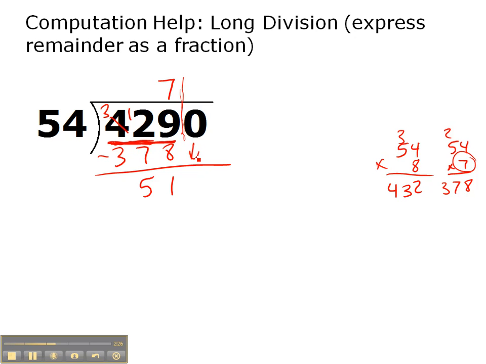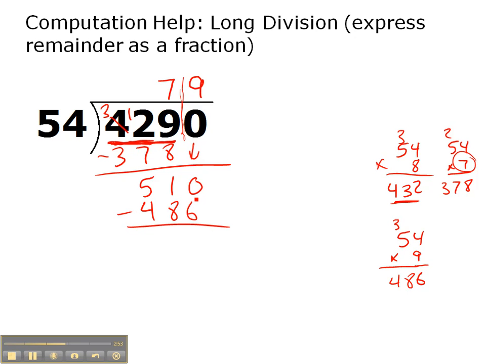Okay, then bring down this 0. We ask ourselves, how many 54s in 510? Well, we know it goes in 8 times because that's 432. Let's try 9 and see if we can fit it in 9 times. 4 times 9 is 36, carry the 3. 5 times 9 is 45, plus 3 is 48. So we can fit it in 9 times. So this is a 9, and 9 times 54 is 486.